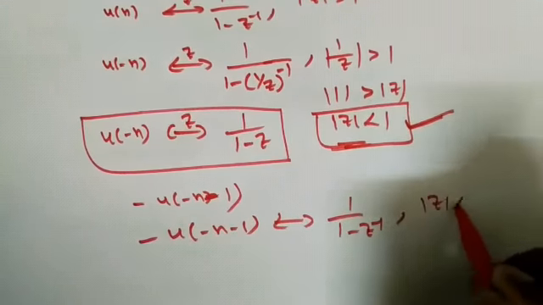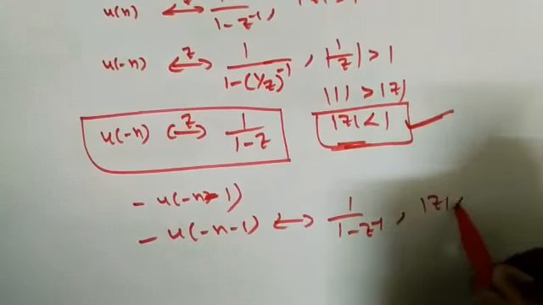Now what happens to the ROC? ROC will become r power 1 by k. The reason is very simple. Suppose, for example, mod z is greater than r. Now if z is replaced by z power k, which is greater than r, you can take it as it is.